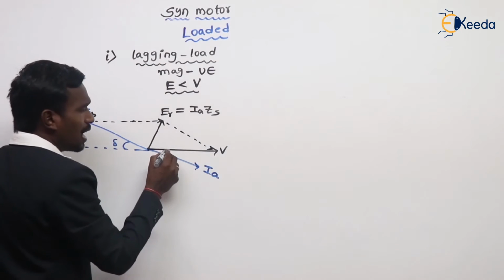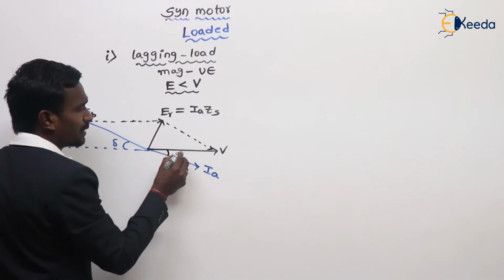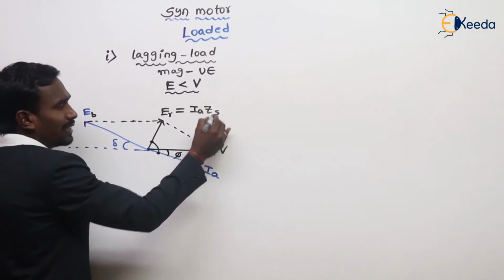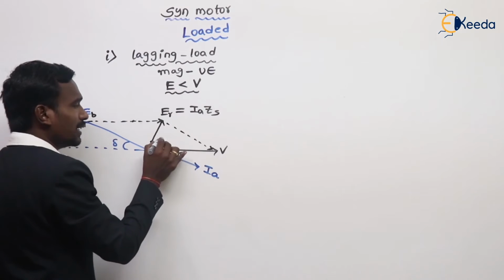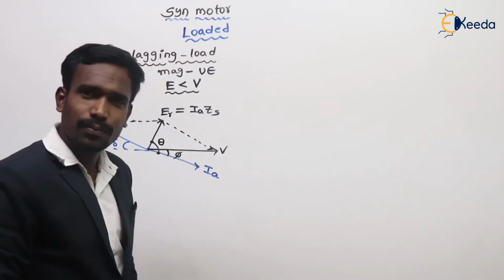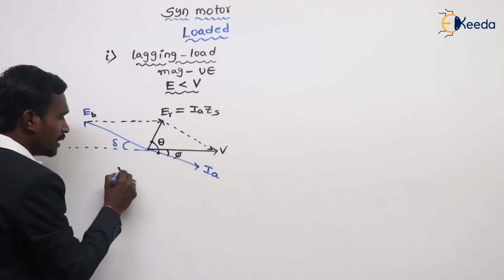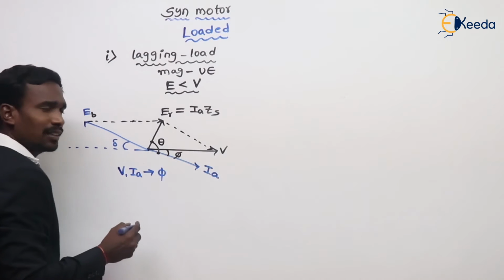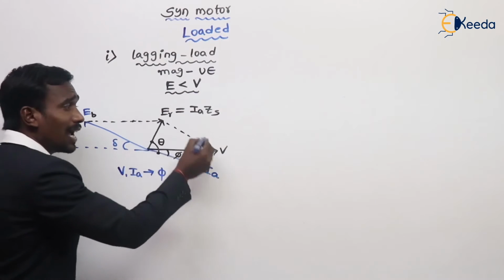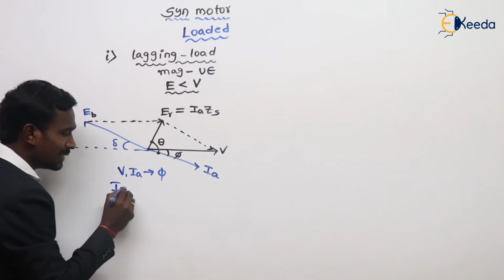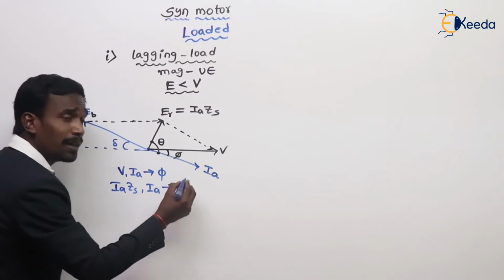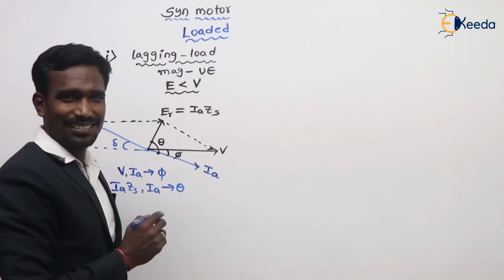This angle is called the power factor angle phi, and the angle between IAZS and IA is the impedance angle theta. Here, the angle between V and IA is the power factor angle phi, and the angle between IAZS and IA is taken as the impedance angle theta.